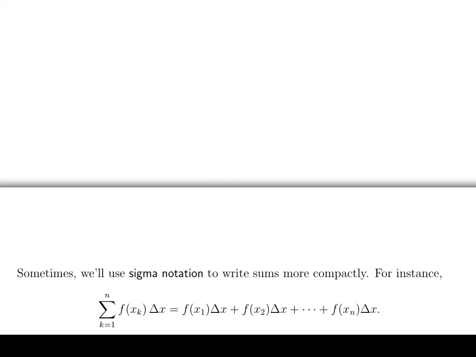Now here's another bit of notation. You can actually use what's called sigma notation to write sums more compactly. And so this right here is a compact way of writing this sum. So the sigma tells you that we're going to add up all of these things where k ranges from 1 to n. So anytime you see this sigma notation here, you have to know that you're adding up n things because you're starting at k equals 1 and ending at n.